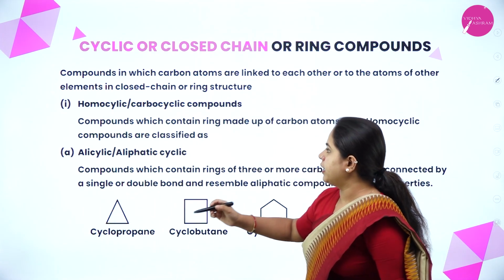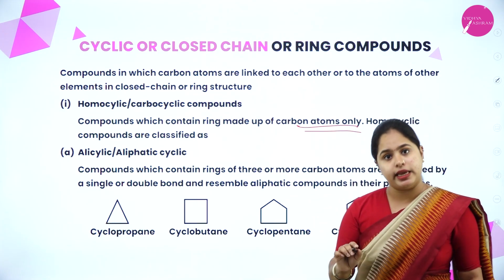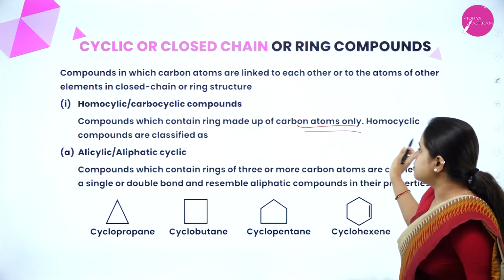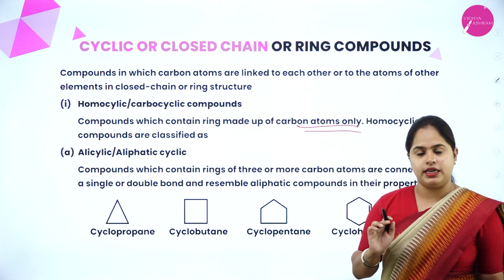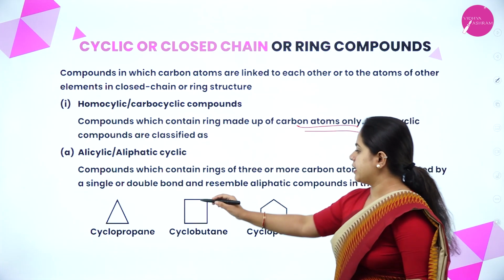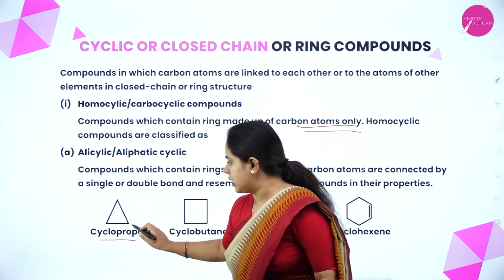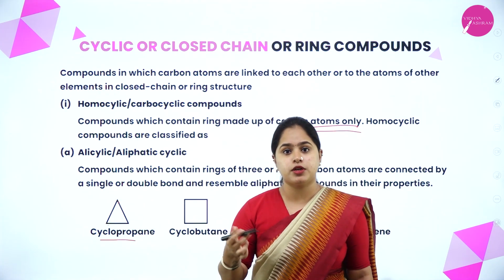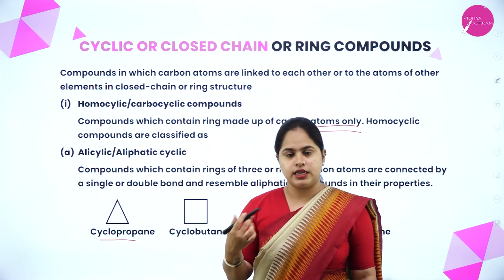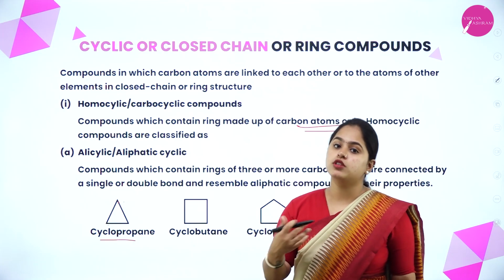So in the homocyclic, compounds contain a ring made up of carbon atoms only. Okay, only carbon atoms, they are called homocyclic. Let us take the example of cyclopropane. In all these joints that you can see, it is just carbon atoms. In the ring structure, are you able to see any other elements or any other atom? No, right? All of these are carbon. So such compounds are called homocyclic compounds.